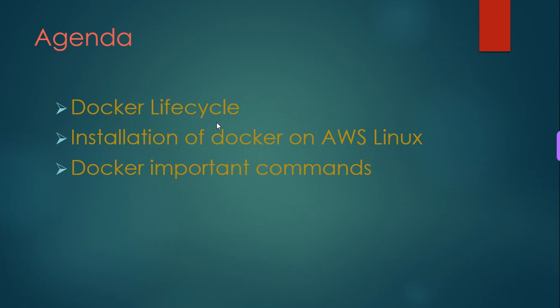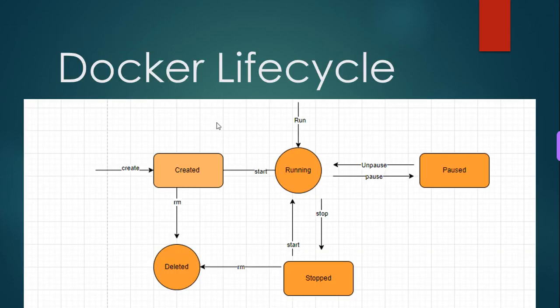In this video, we will discuss the Docker lifecycle, installation of Docker on an AWS EC2 Linux instance, and a few of the important Docker commands. The Docker lifecycle has multiple phases of containers such as docker create, docker start, docker stop, docker run, docker pause, docker unpause, docker remove, docker kill. These are the different phases of the Docker lifecycle.